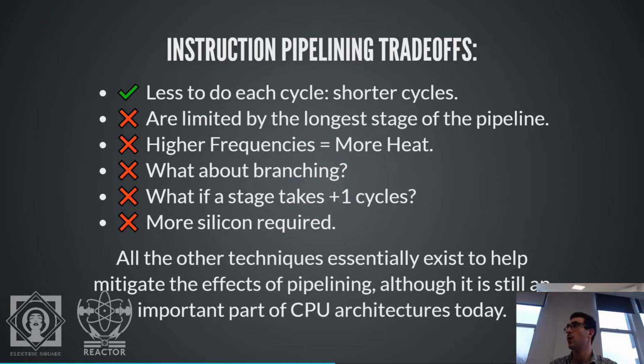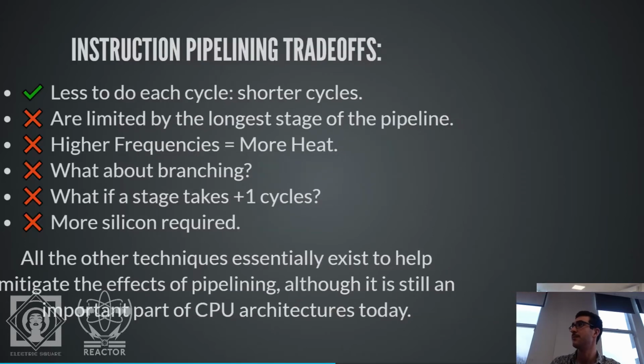One of the things worth pointing out is that every single technique in CPU design we're going to discuss next is simply a technique to mitigate these negative effects of pipelining. So pipelining is what lets CPUs be faster. Everything else exists to mitigate the cost of it, and also adds its own layers of complexity on top of the whole thing. Because pipelining is an important part of CPU architectures today.